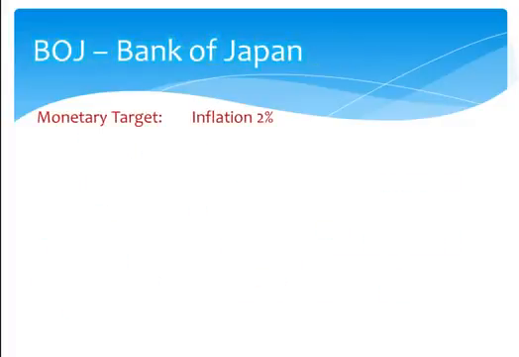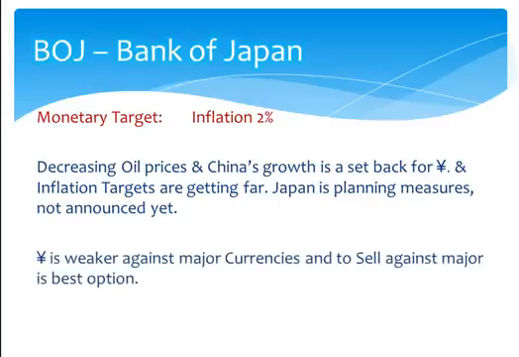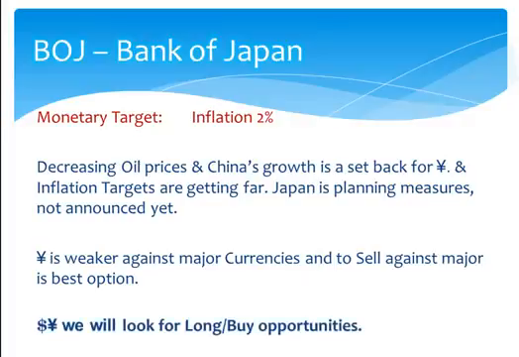If we look at the Bank of Japan, their inflation target is 2%, but decreasing oil prices and China's growth are a setback for the yen, and their inflation targets are getting far away. Japan is planning measures, although these are not announced yet. So the yen is weaker against major currencies. To sell it against the majors is the best option. So we will opt to take long opportunities in dollar yen.